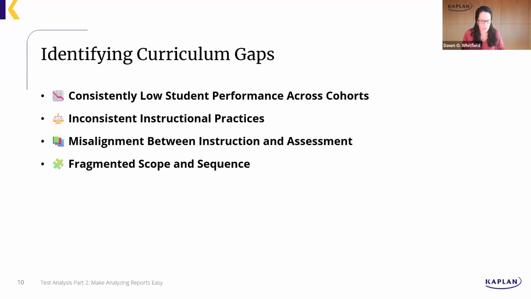Fragmented scope and sequence. A poorly structured curriculum that skips or repeats content can confuse students. They may miss foundational skills or be bored by redundant instruction. Reviewing scope and sequence documents helps to detect and correct these instructional issues.